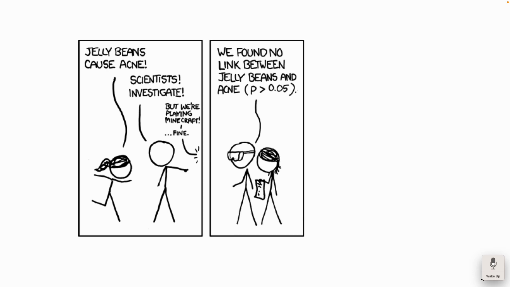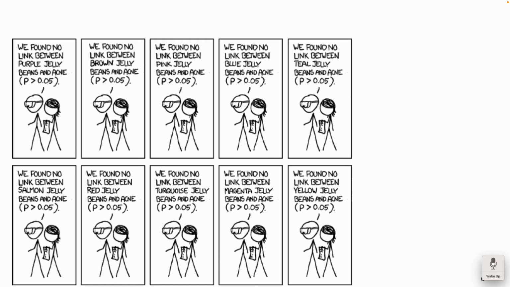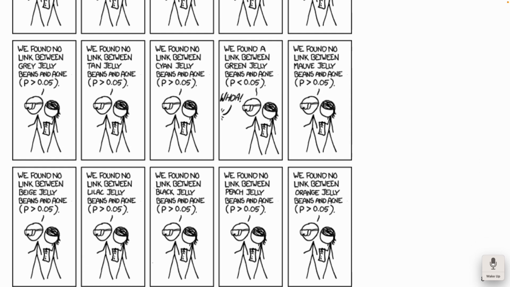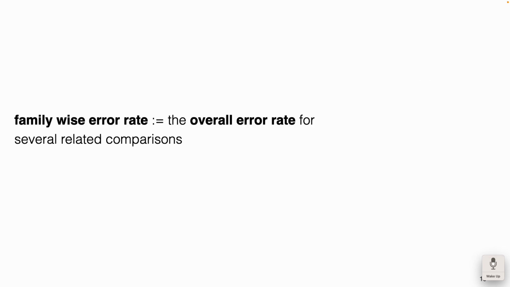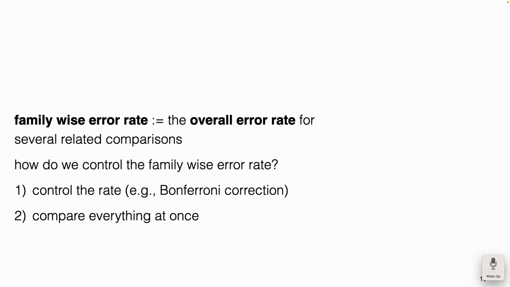So ANOVA, we got our jelly bean problem, right? They find an effect, and that's due to the family-wise error rate. So we control it. So there's 2 things. How do you control the family-wise error rate? You either control the rate using something like Bonferroni's correction. There are other types of correction, like Tukey's. Usually that relies upon you having an ANOVA to begin with.